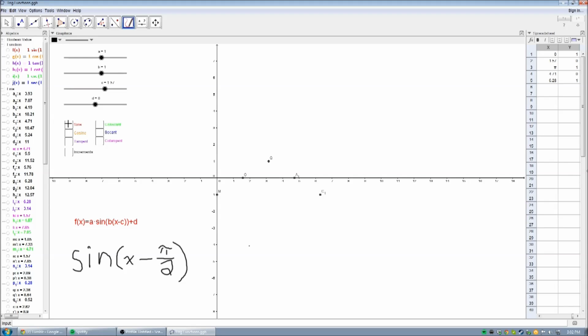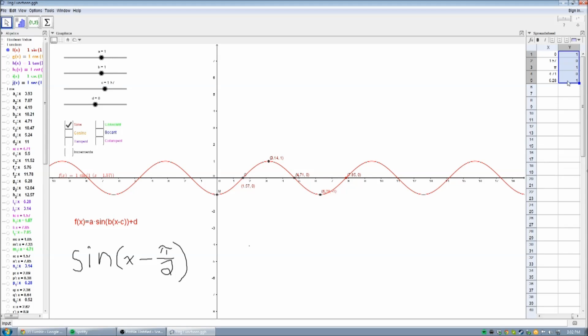And when I turn on my sine function, all right, there we go. It matches up. Notice the key points that I had were shifted a little bit. That's strange, but hey, we'll just keep going and do a couple more examples and see where that takes us. Okay, so we'll turn this off.